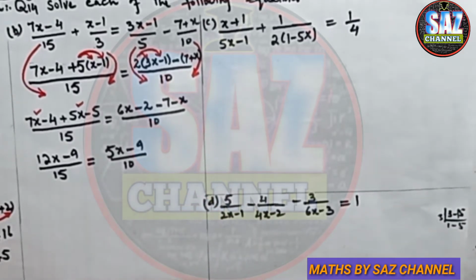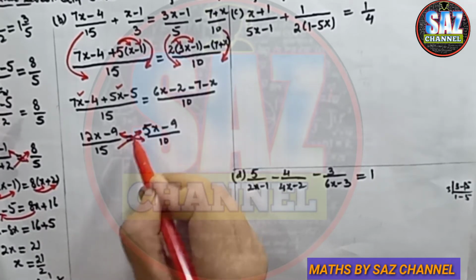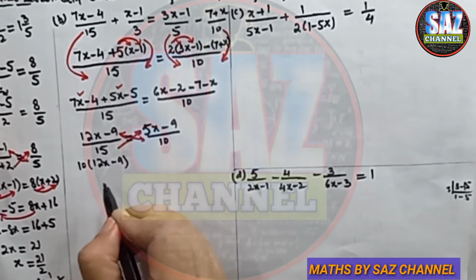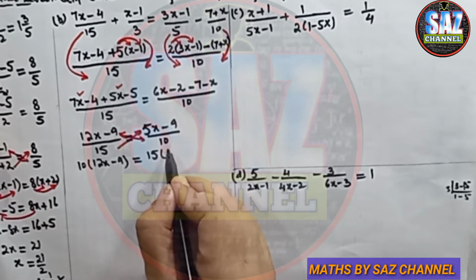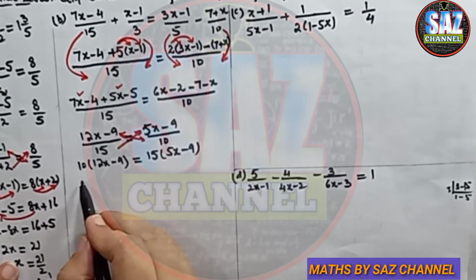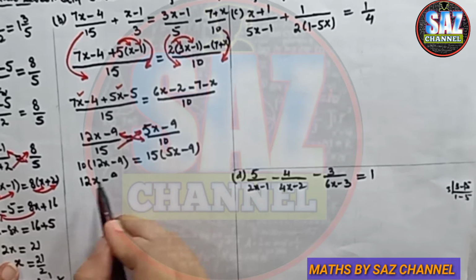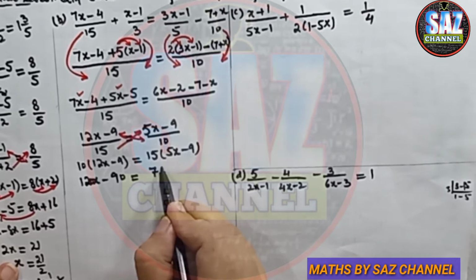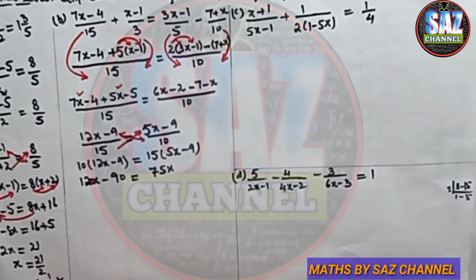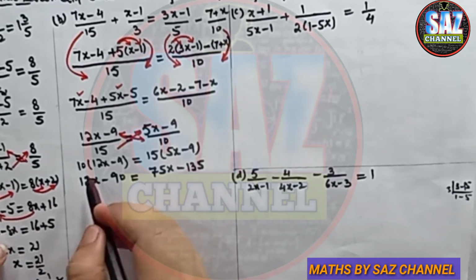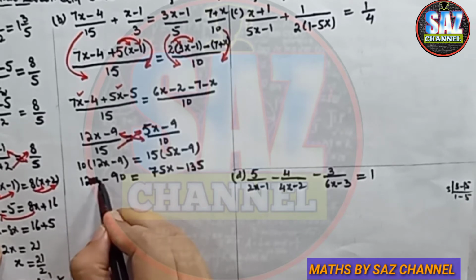Now we have to cross multiply these. So 10 into 12x minus 9 equal to 15 into 5x minus 9. 10 times 12 is 120x minus 90. 15 5s is 75x and 15 9s is 135. 15 multiplied by 9 is 135, minus 135. Now in order to, this is 120x.